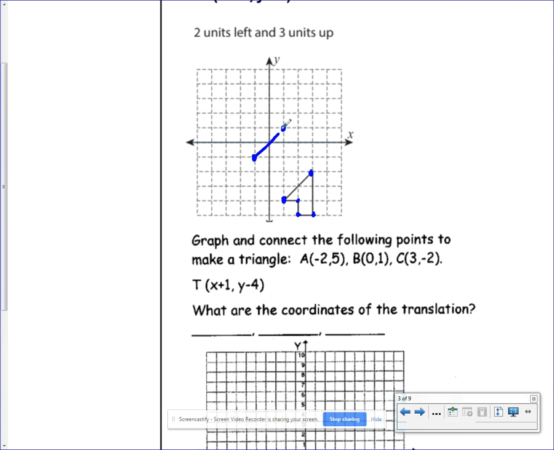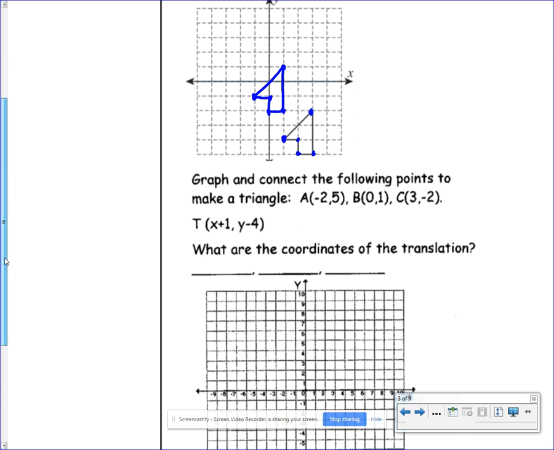And if it helps you to connect right away so you can see what you've drawn so far, 2 to the left, 3 up. Now I'm coming to this one. 2 to the left, 1, 2, 3 up. Last one, 2 to the left, 1, 2, 3 up. And there it is. Okay, cool.